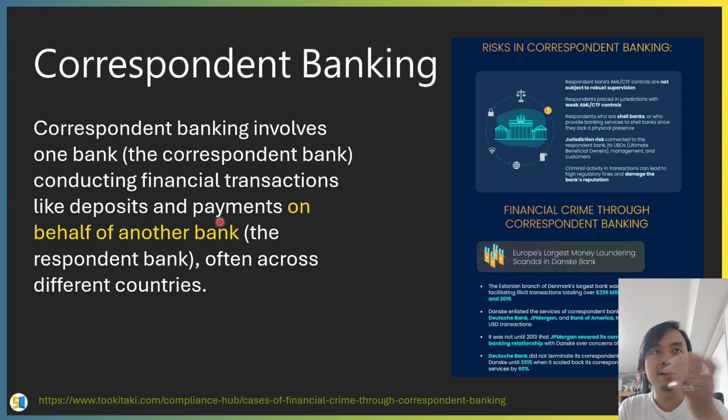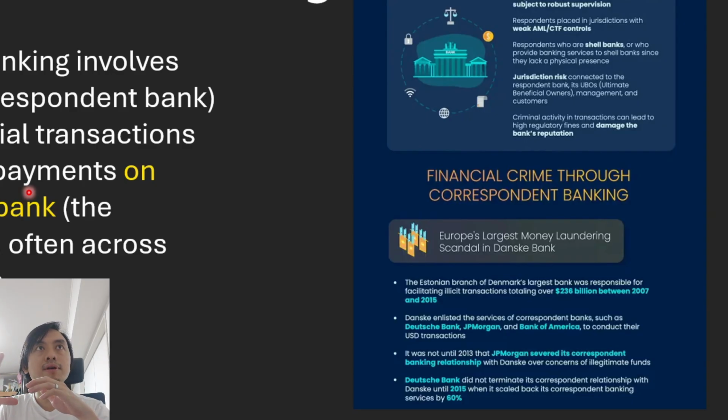So the problem here is that the middle banks might not have strong AML policy regulations. They might not have the knowledge of who is actually sending the money. So that can be a risk for money laundering. Alright, so that is what this slide is all about. On the right side, you can see an example: financial crime through correspondent banking.